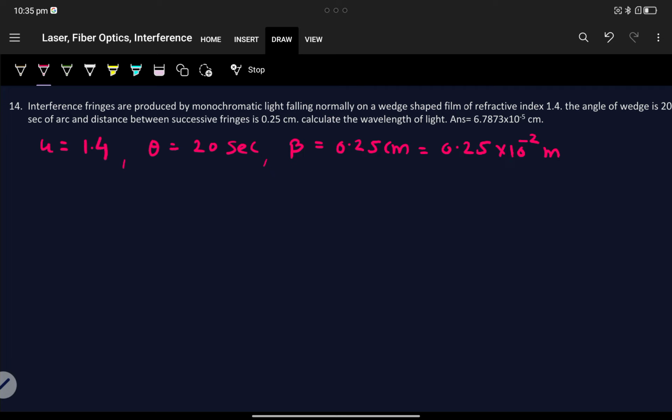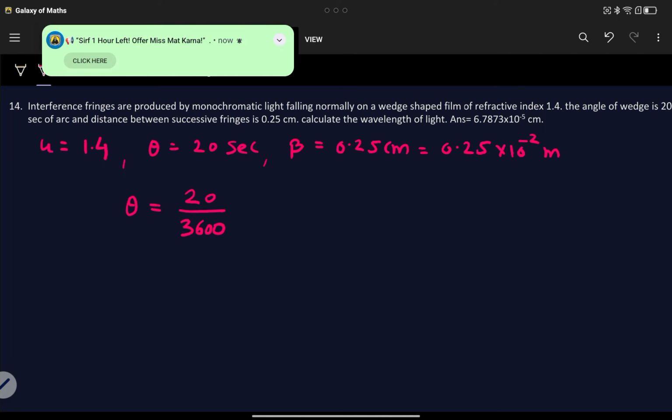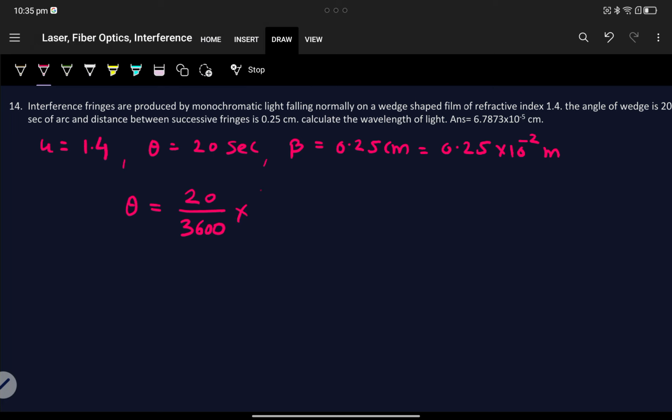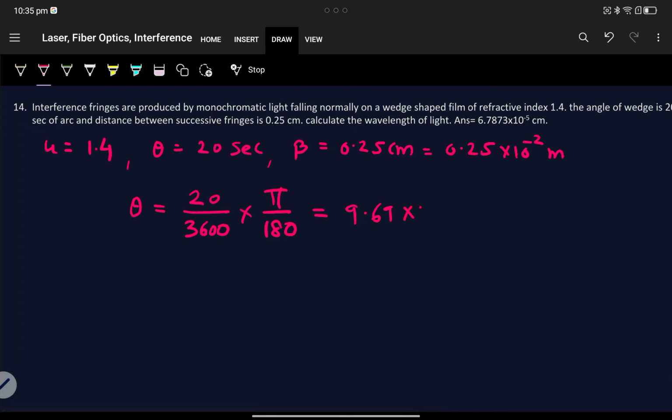So before we calculate the wavelength of light, we need to convert seconds into radian. So how to convert the seconds into radian? Theta we need to convert in radian. First we convert to degrees: it is 20 divided by 3600 multiplied by pi by 180. So when we calculate, we'll get this in radian as 9.69 into 10 to minus 5 radians.